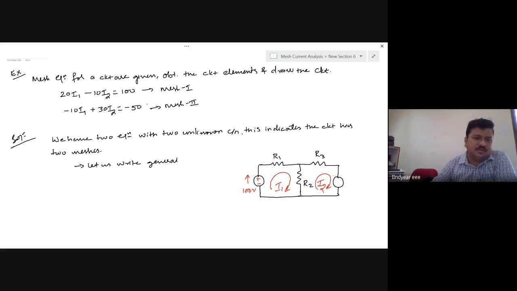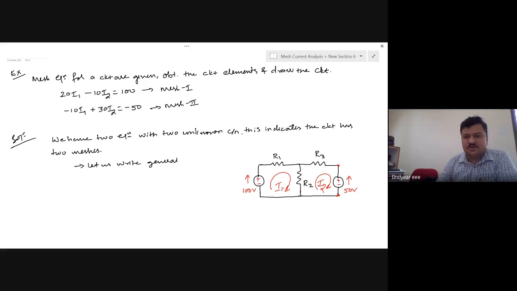Now observe the RHS of equation 2, that is for mesh 2, it is minus 50. So the direction of current and the direction of EMF source must be opposite. Now the current is flowing from top to bottom in this source of mesh 2. The EMF direction should be opposite to that. So positive up, negative down, and this is 50 volts. Suppose if the RHS of mesh 2 is 0, then there is no voltage source in that mesh.